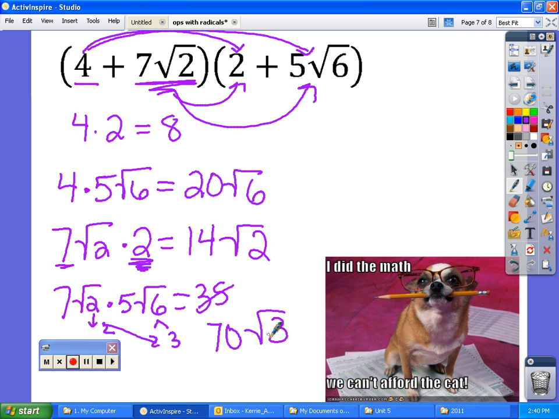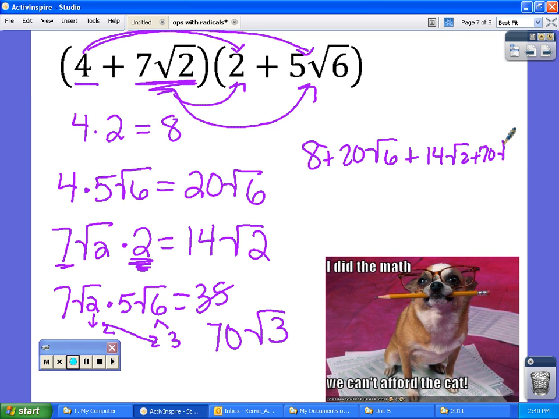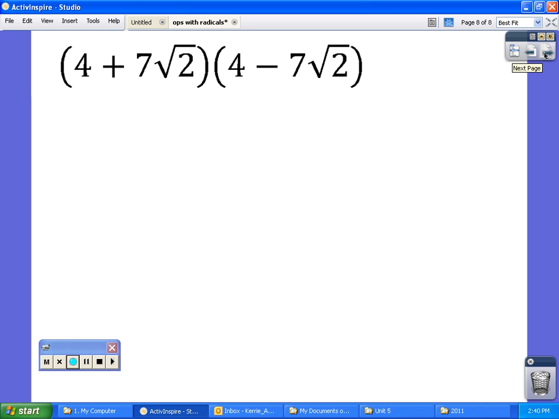If you notice, none of these match, so my answer would be 8 plus 20, the square root of 6, plus 14, the square root of 2, plus 70, the square root of 3. Because I can't combine any terms because none of the radicals match. Okay, last one, and this is a special case, which we will need later down the road, so don't stress too much if you don't see this one right away.